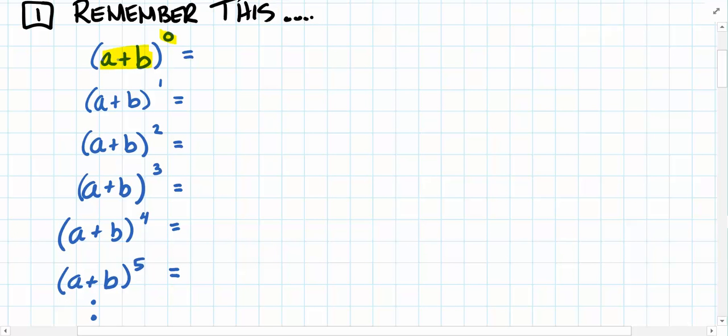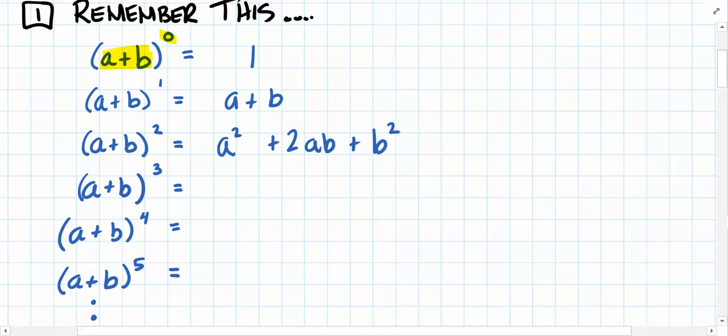Hopefully you remember this. A plus b raised to the 0 power is just the number 1, because anything raised to the power of 0 is the number 1. A plus b to the first power is just a plus b. Nothing too crazy about that one. A plus b squared literally means a plus b times a plus b. So hopefully you remember from algebra that this becomes a squared plus 2ab plus b squared.